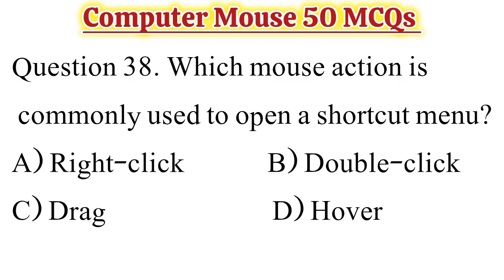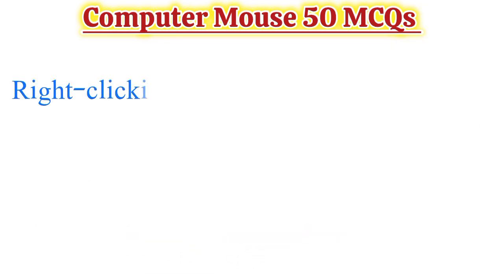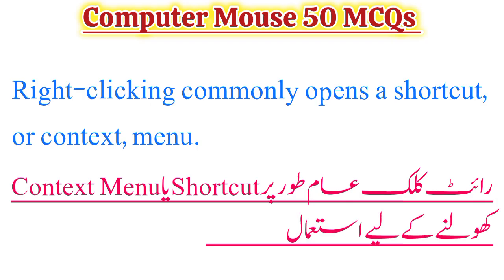38. Which mouse action is commonly used to open a shortcut menu? A. Right-click. B. Double-click. C. Drag. D. Hover. Answer A. Right-click. Right-clicking commonly opens a shortcut, or context, menu.